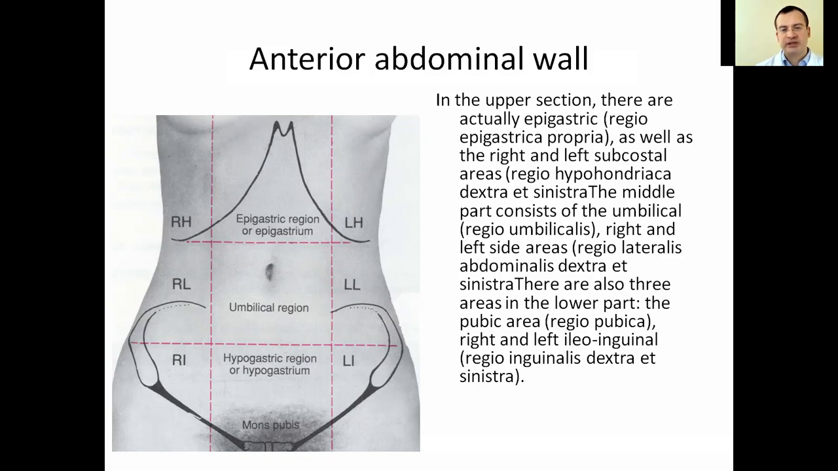The middle part consists of the umbilical region and the right and left lateral areas, regio lateralis abdominalis dextra et sinistra. There are also three areas of the lower part: the pubic area, regio pubica, and the right and left inguinal areas, regio inguinalis dextra et sinistra.